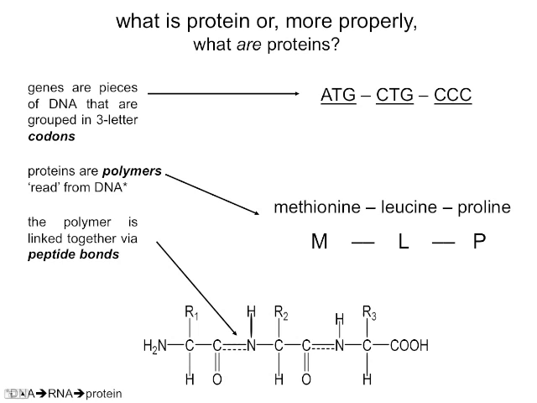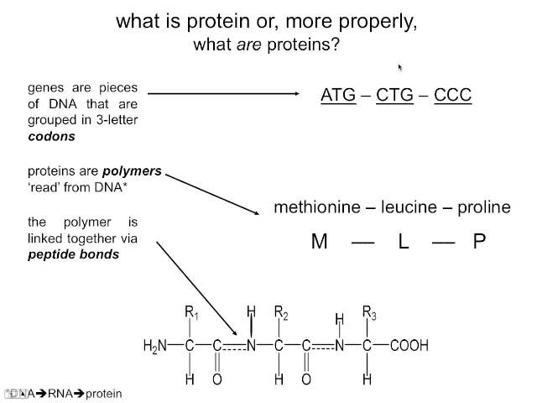So genes are pieces of DNA grouped together in three-letter codons, three-letter words called codons. And when we string those words together into a sentence, we get the sequence for a full protein. So proteins are polymers read from the DNA. What's a polymer? Well, a polymer is a string of monomers, right? Single units that are tacked together and perhaps repeating identical subunits, perhaps varying subunits. Proteins and DNA are both polymers.